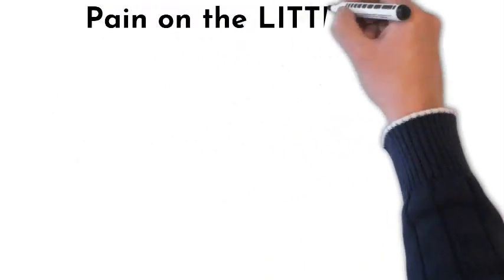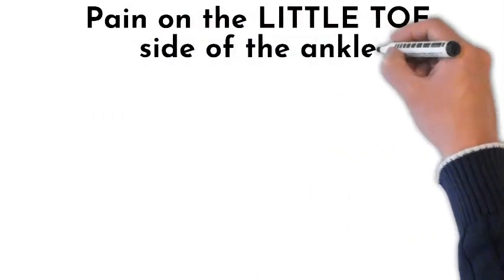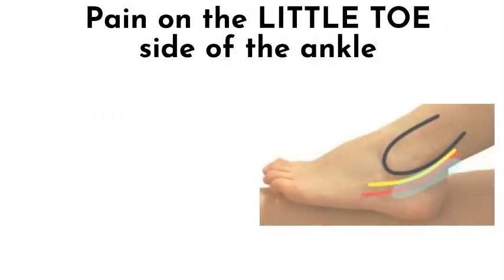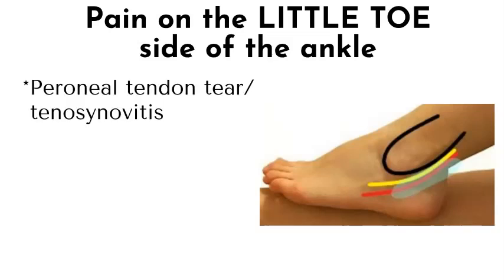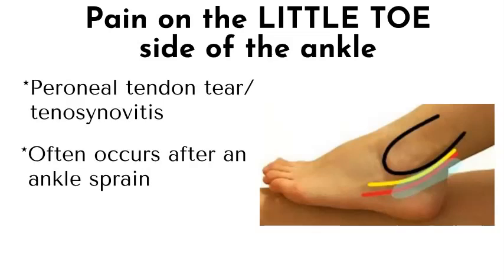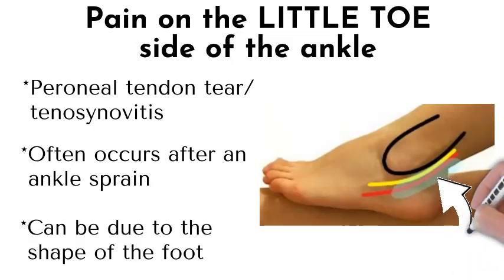Now, the third problem that can cause ankle pain is pain on the little toe side of the ankle, and that's usually due to the peroneal tendons, which are those tendons there that run around the little toe side of the ankle. They're called peroneal tendon tears or tendonitis, which causes the pain. It's usually after an ankle sprain, but it can also be due to the shape of the foot. If patients have heels that point inwards, then that can really cause them pain.